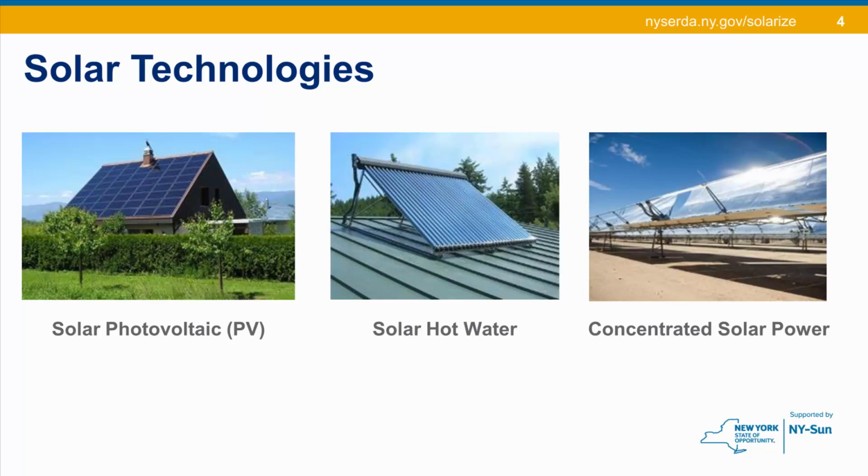Solar photovoltaic, commonly referred to as solar PV, uses panels made of photovoltaic cells that convert energy from the sun to electricity. Solar PV is a modular technology that can be sized to power a single home, an entire office building, or an industrial facility. Its flexibility and relative simplicity have made it the most popular option for solar energy production today.